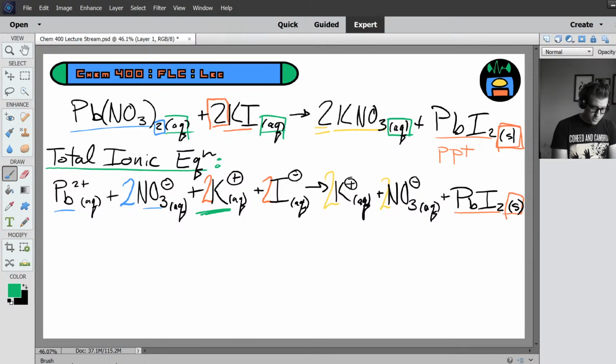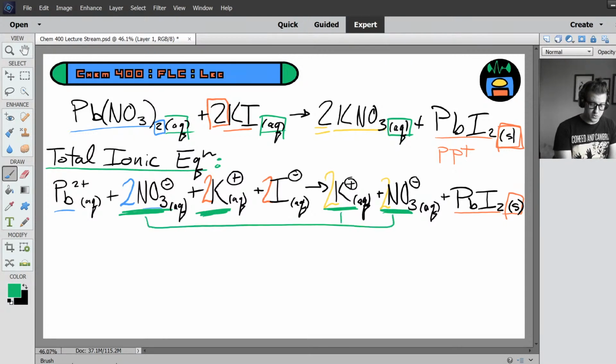All right. Now notice something. We have 2 potassium cations on the reactant side, and we have 2 potassium cations on the product side. Also, we have 2 nitrate anions on the reactant side and 2 nitrate anions on the product side as well. And you'll notice that they're unchanged. They're all in the aqueous phase. Their phase doesn't change. The quantity doesn't change.